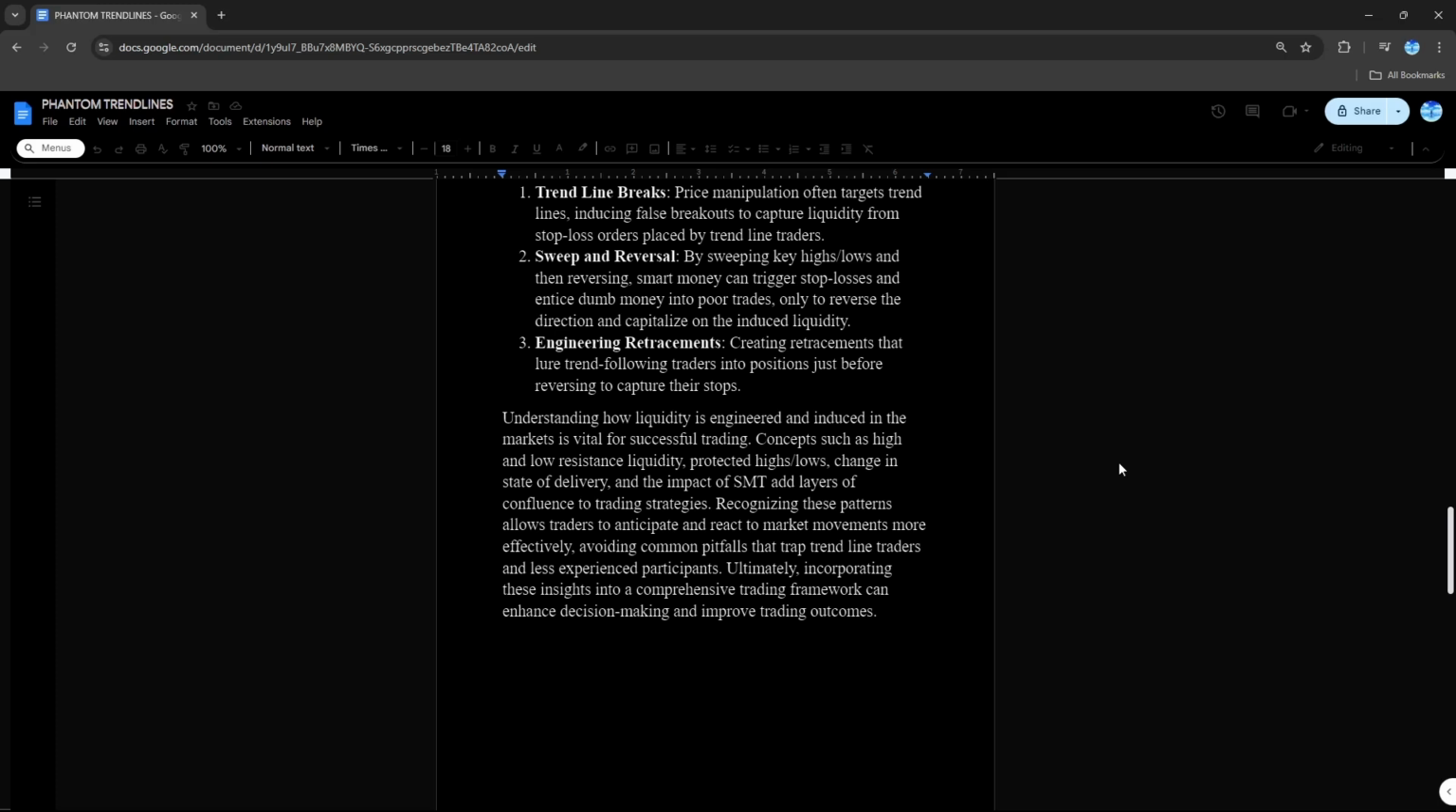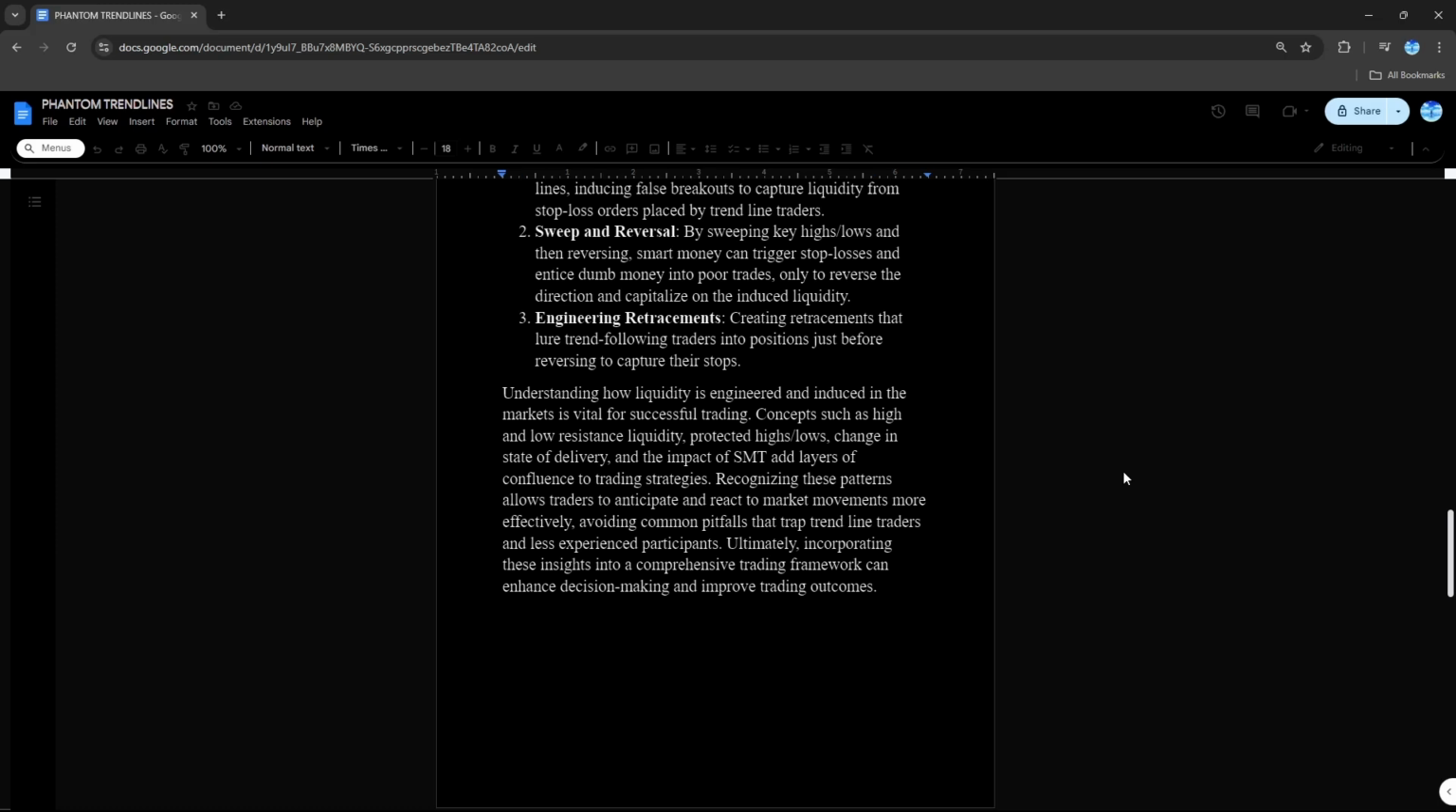We use the change in state of delivery, the impact of the SMT, right, to add layers of confluence into our trading strategy. I say recognize these patterns, but they damn near are patterns with the right narrative and just understanding the same daily and weekly profiles, day in and day out. It's if-then, and it can constantly change, and you have to be on your toes. And sometimes in good weeks we just get an easy one shot one kill from a Monday or Tuesday into the rest of the week.